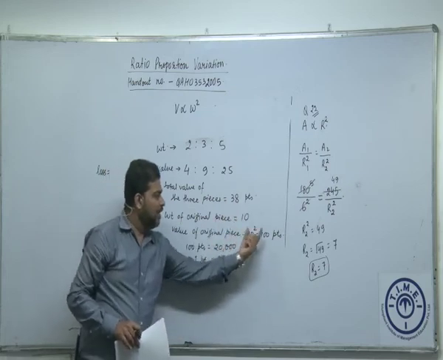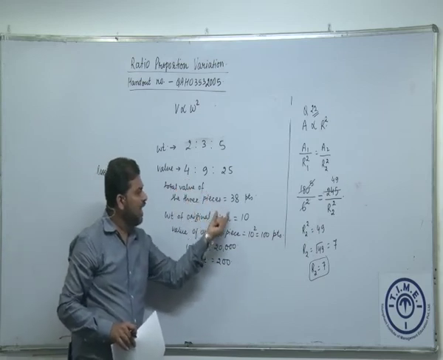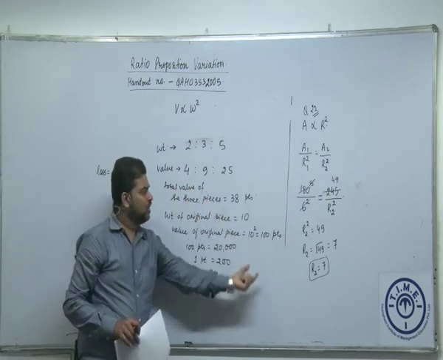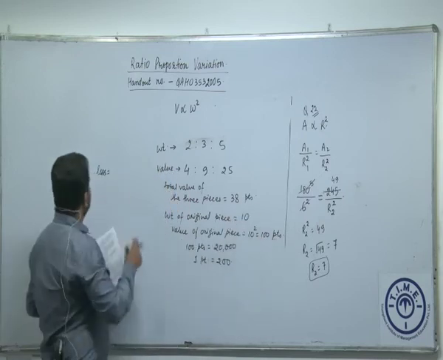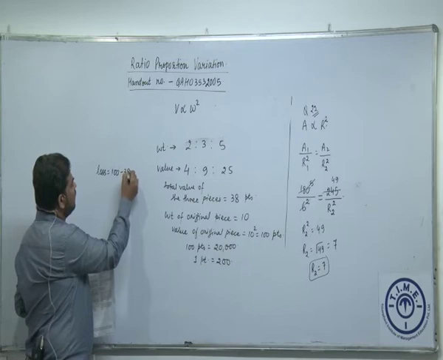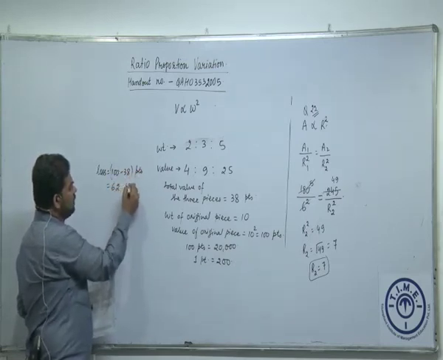Okay, the total value was 100 points at first, and after breaking, even combining all three pieces it is only 38. So what is the loss in the value in terms of ratio points? 100 minus 38. So 100 minus 38 ratio points. How much is that? 62 ratio points.